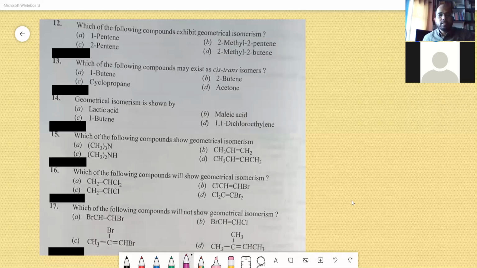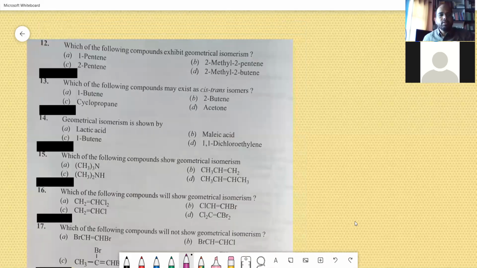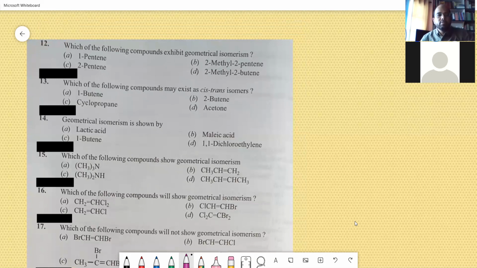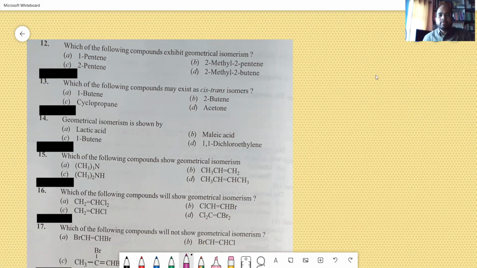As you can see, the first question is number 12. Which of the following compounds exhibit geometrical isomerism? So it is required that you draw every structure. Every structure means, first, 1-pentene. For pentene, you have to write first the structure. 5 carbon atoms you have to write first, 1, 2, 3, 4, 5, and then number it as 1, 2, 3, 4, and 5.